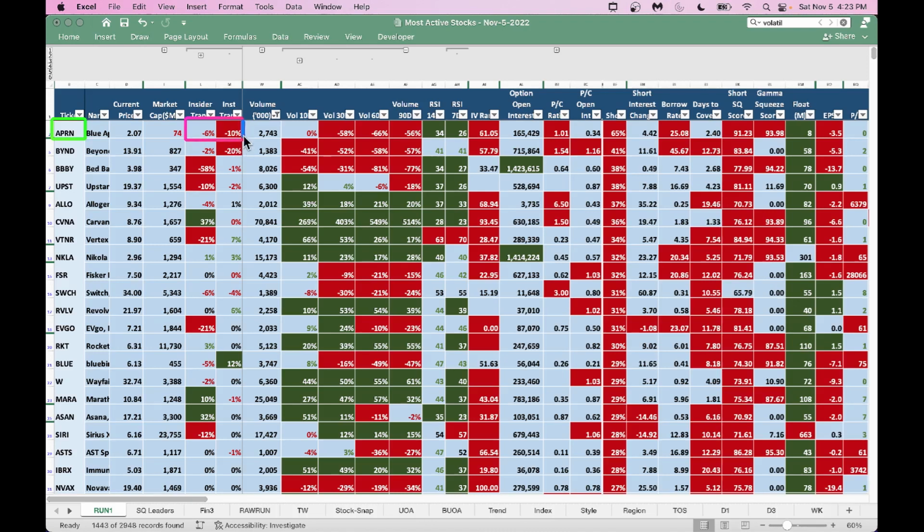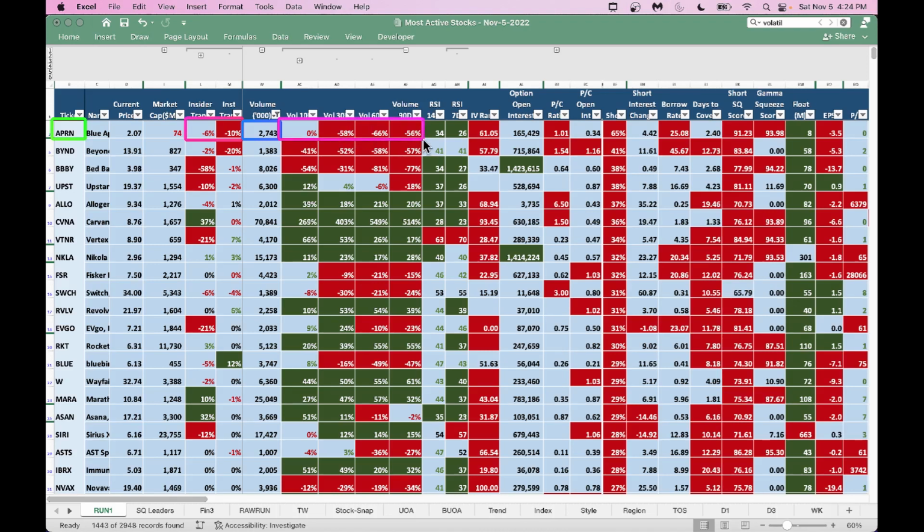Then you got the volume. Volume is in thousands. As an example, 2.7 is 2.7 million shares traded. And then you got the volume. Volume is very important. Look, I got volume here at 10 day, 30 day and 90 day.